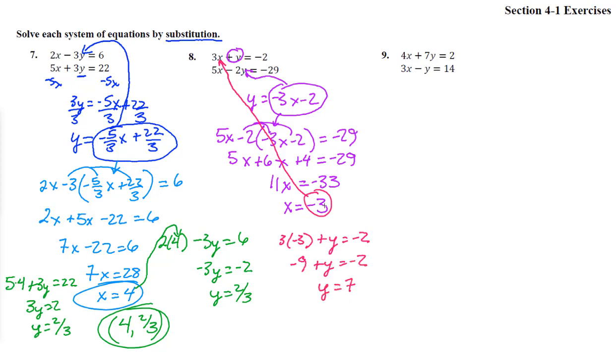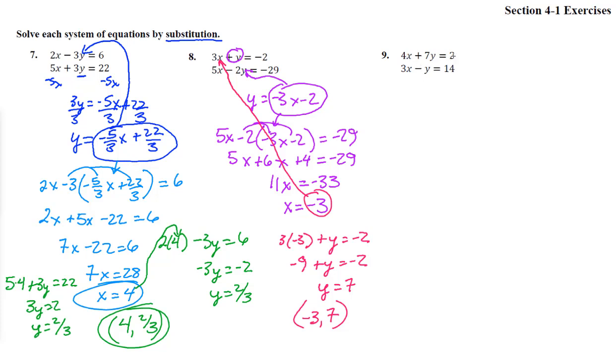Let's double check that this actually works in the other equation as well. 5 times negative 3 is negative 15. Minus 2 times 7 is 14. Negative 15 minus 14 is indeed negative 29. So yeah, negative 3, 7 is the point that works in both of them. Excellent. All right, the next one.